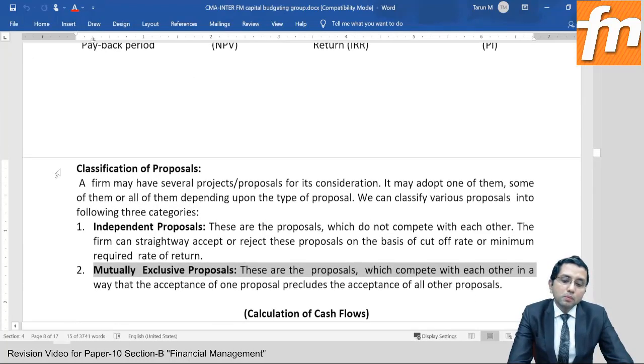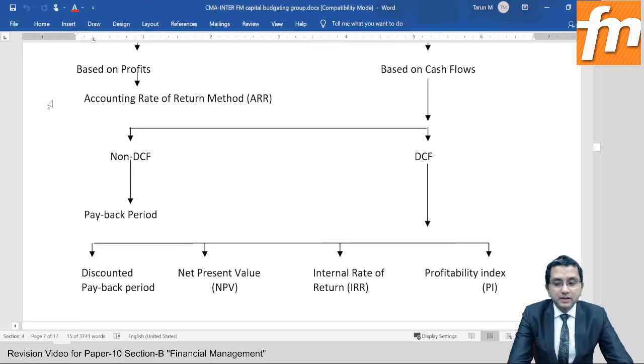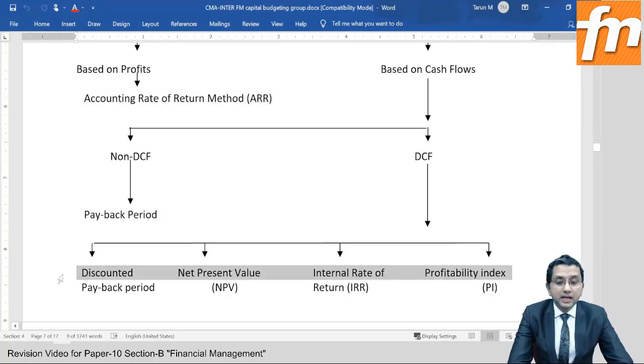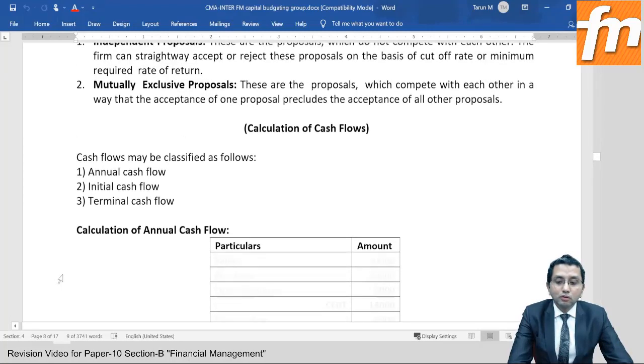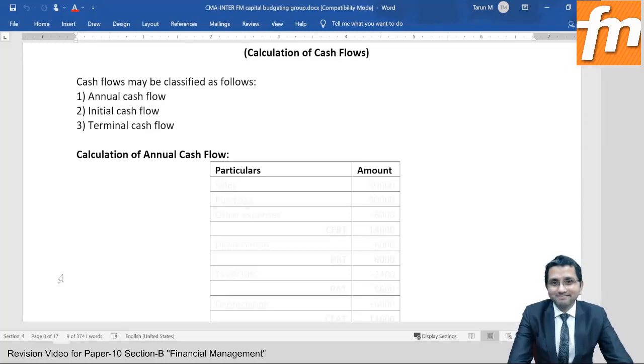You must have noticed that out of many techniques of evaluation, there is only one technique which is based on profits, and all other techniques are based on cash flows. So it is important to learn to calculate cash flows.